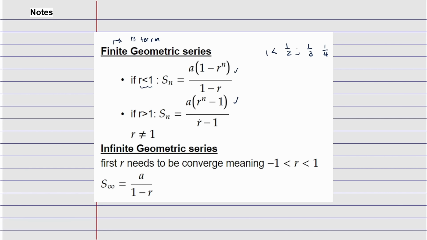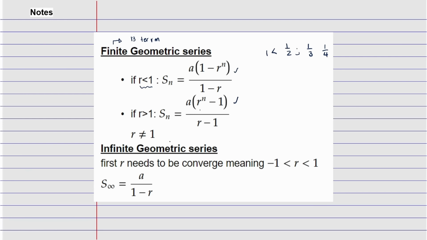Now if r is greater than 1, meaning it's 2, 3, 4, 5, 2.5, any number that is greater than 1, then we use this formula where the r now is in front, right?